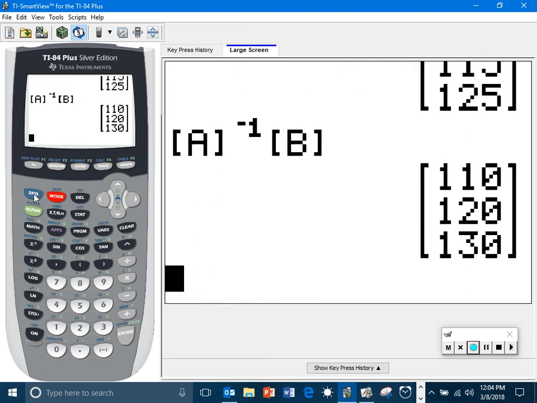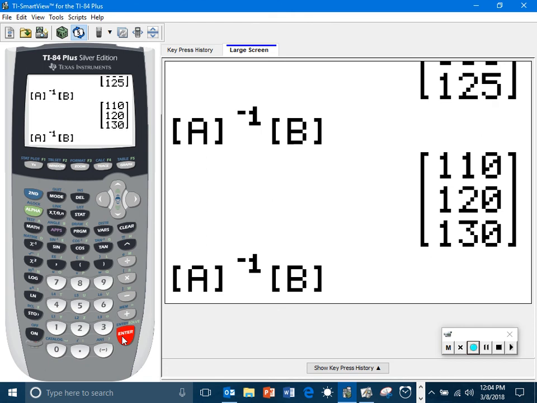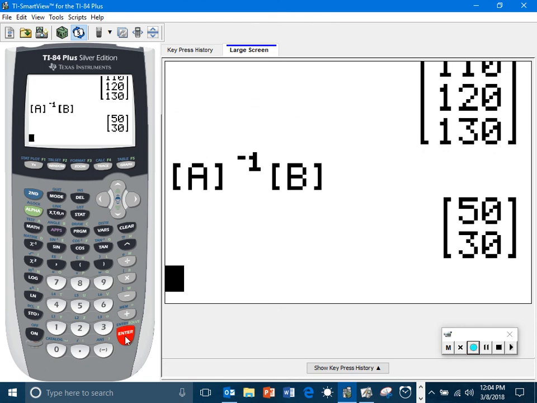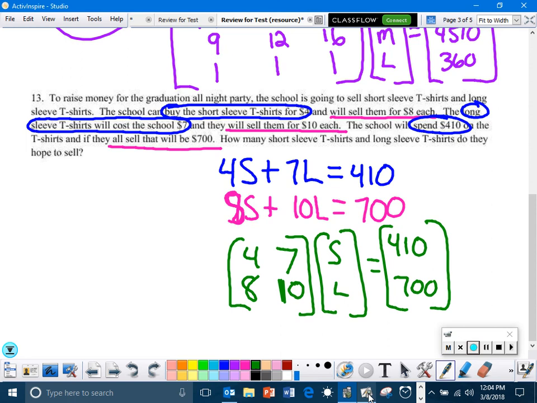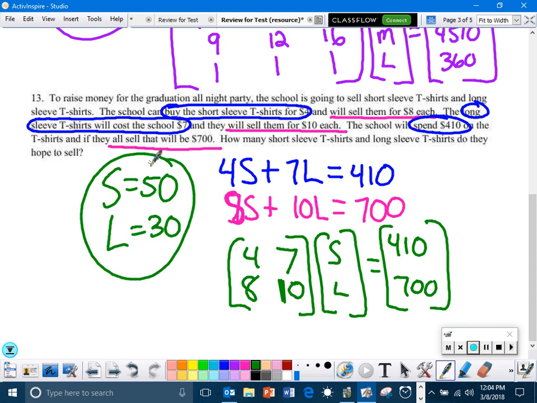All right, and we get 50 short sleeve, 30 long sleeve. So they bought 50 and sold 50 short sleeve and 30 long sleeve. Again, decimals would not make sense here. All right, moving on. Next page.